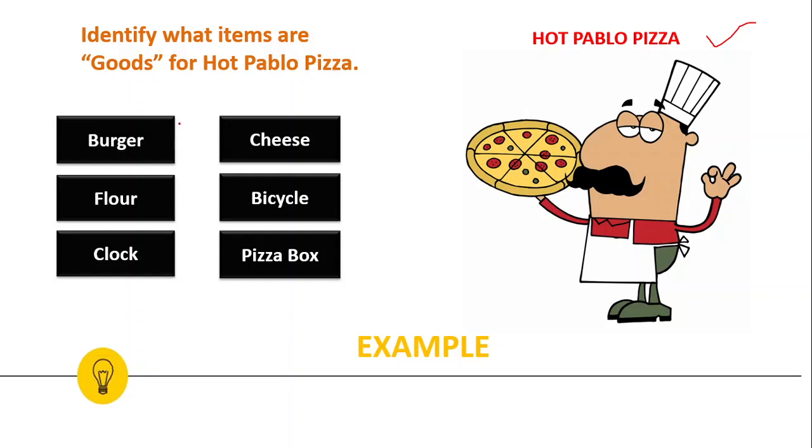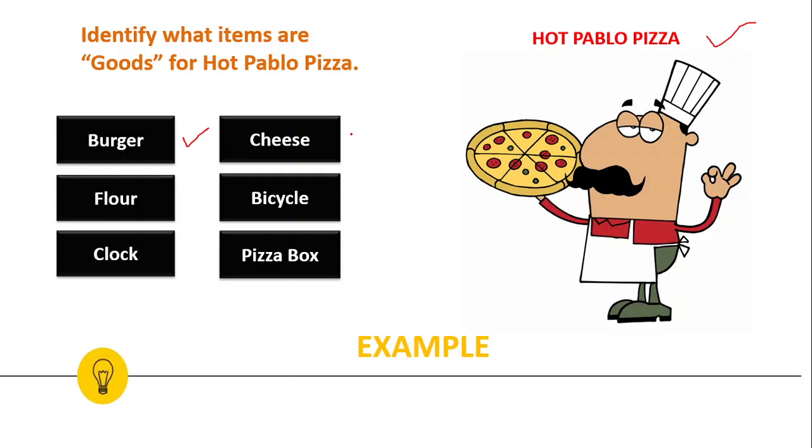First of all, the main business of this pizza maker is making or baking pizzas and selling them. So, the first item is burger. Can burger be termed as a good for this pizza maker? Definitely not, because he is a pizza seller, not a burger seller. The main item he does business in is pizza, not the burger. So burger is not the good or merchandise for resale purpose for this business.